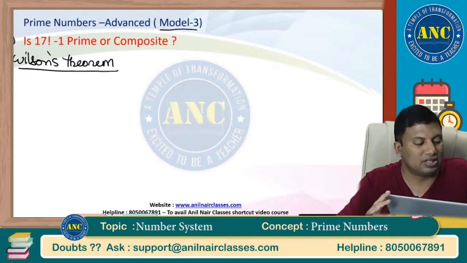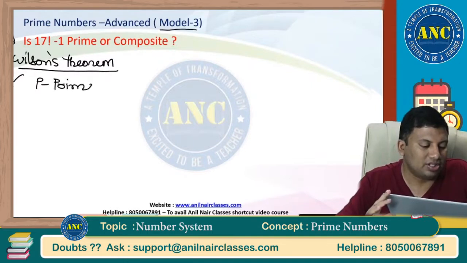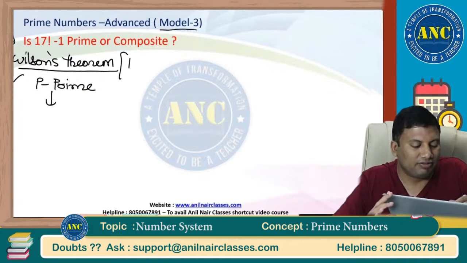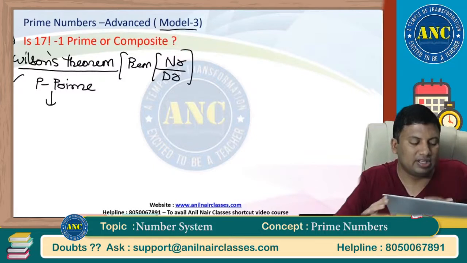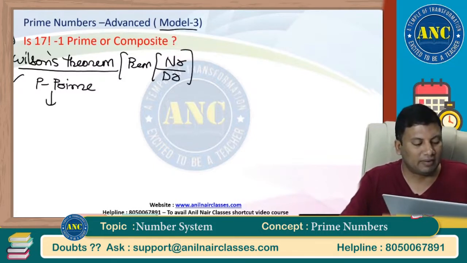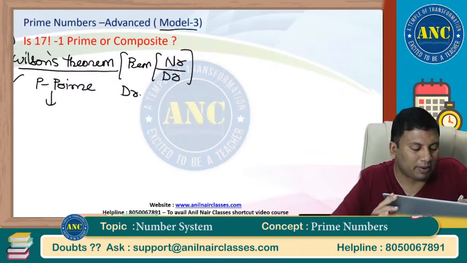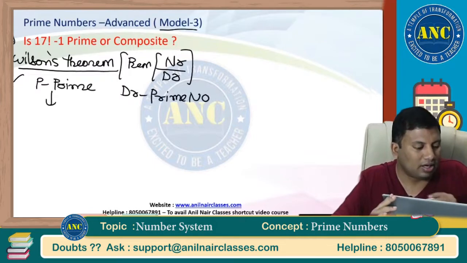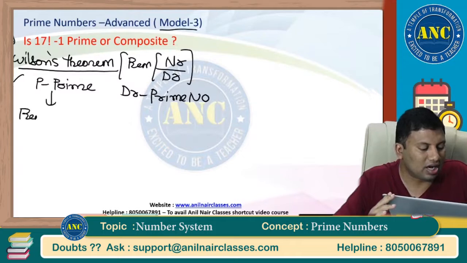What is Wilson's theorem? If p is a prime number, Wilson's theorem is used. If the denominator is of the form of a prime number, Wilson's theorem is used to find the remainder when the numerator is divided by the denominator. The denominator should be a prime number. Now see, what is that concept?